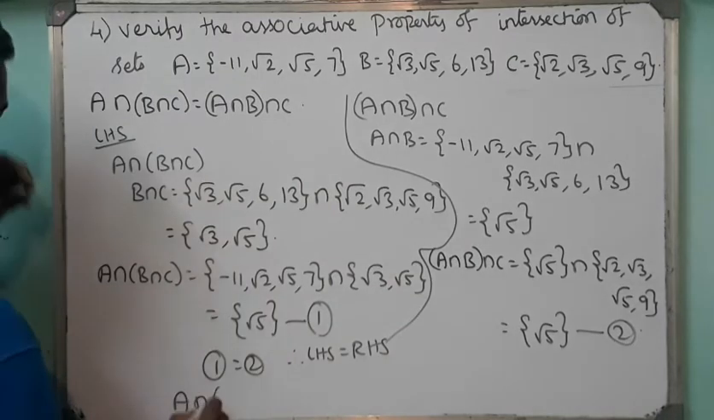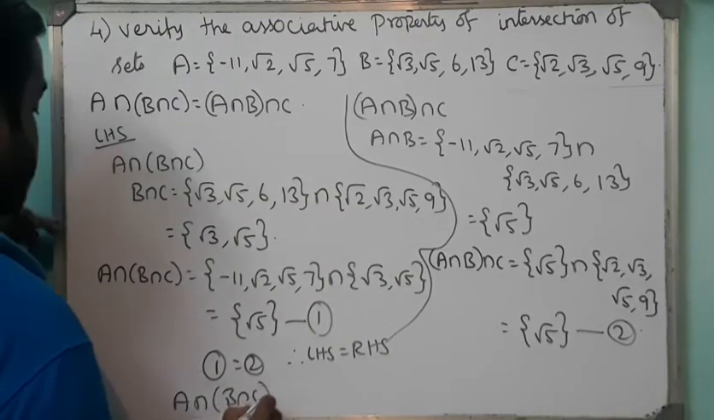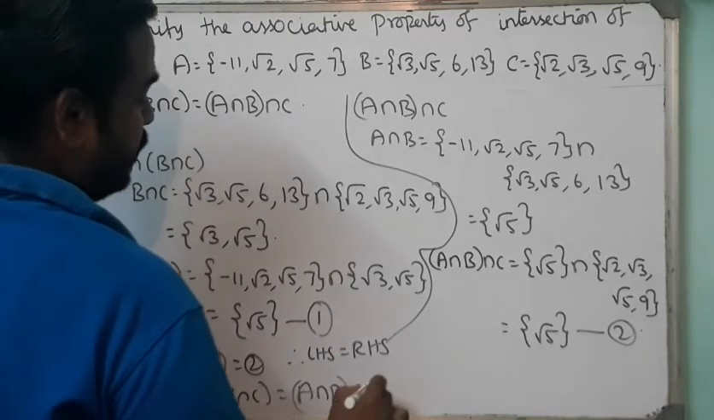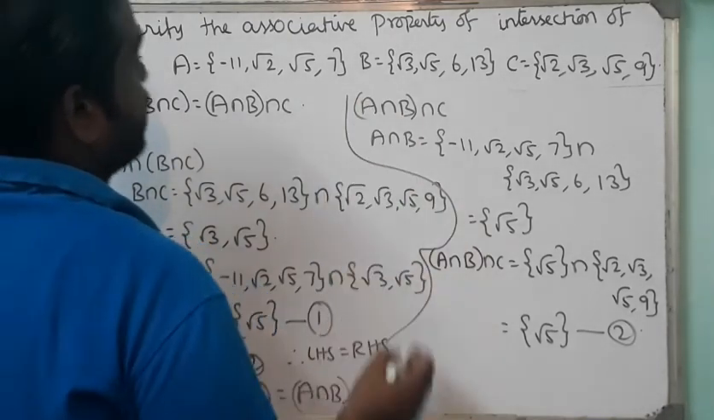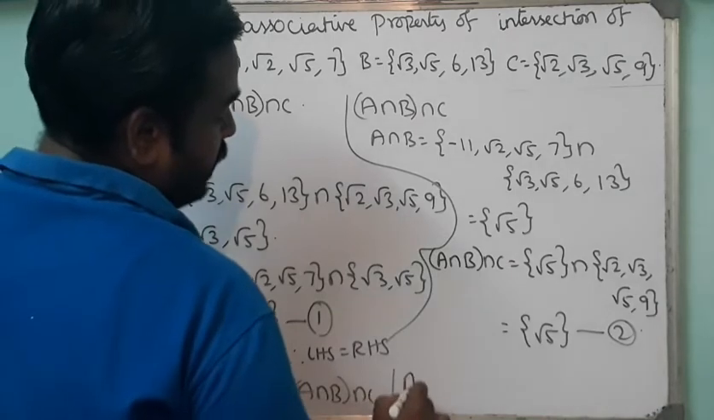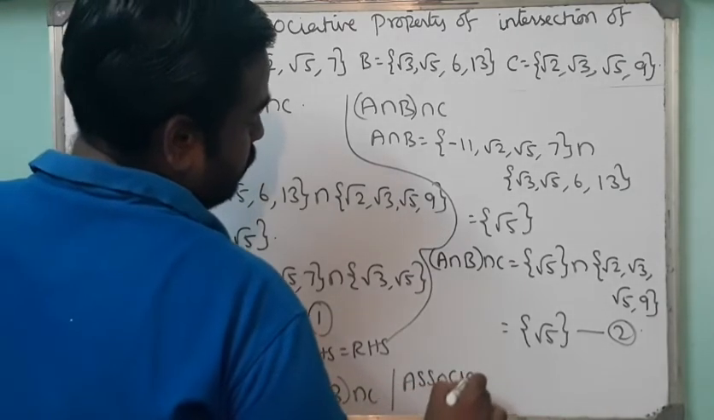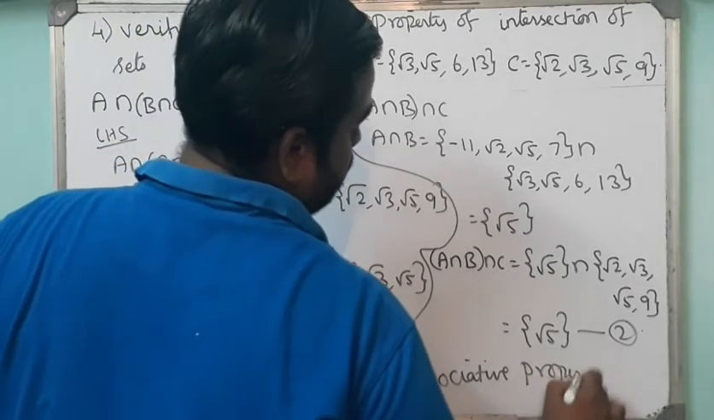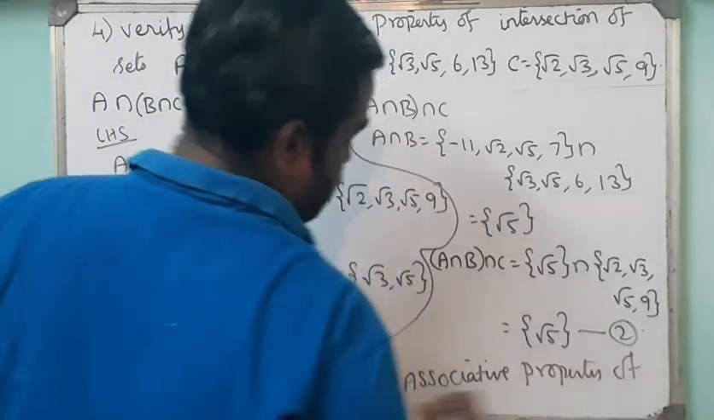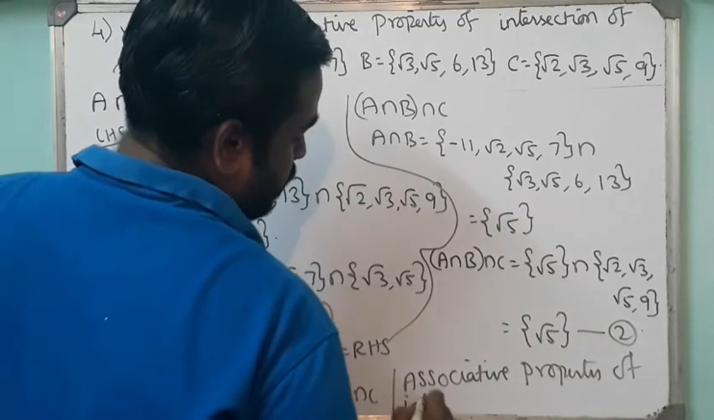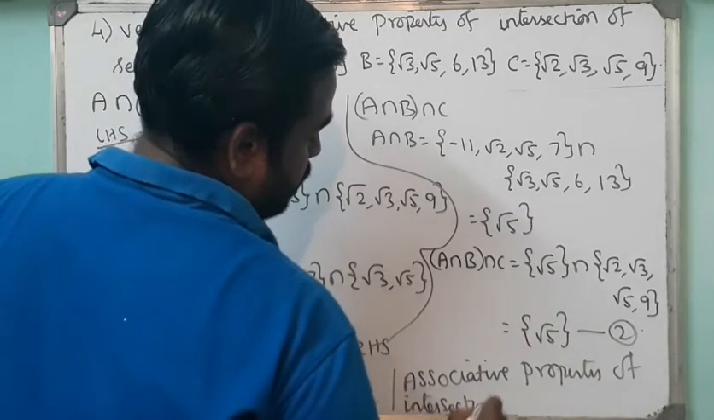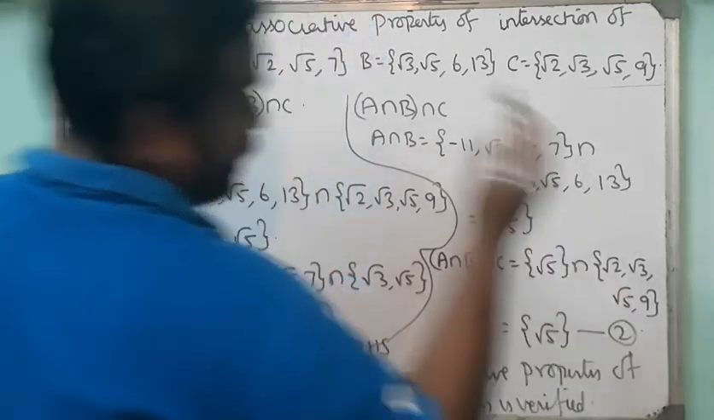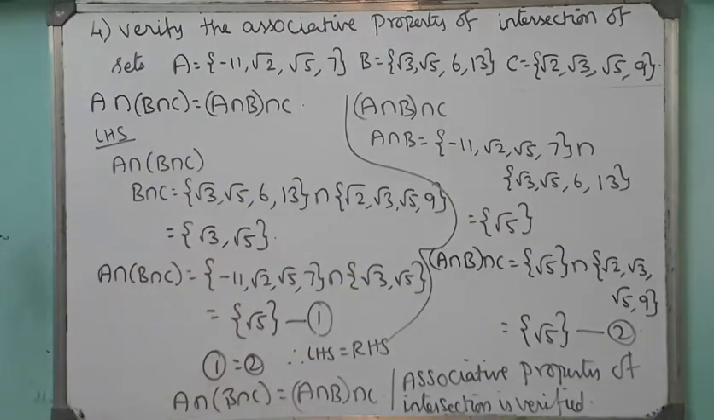A intersection B intersection C equal to A intersection B intersection C. So which is verified? Associative property of intersection is verified. Therefore associative property of intersection is verified.